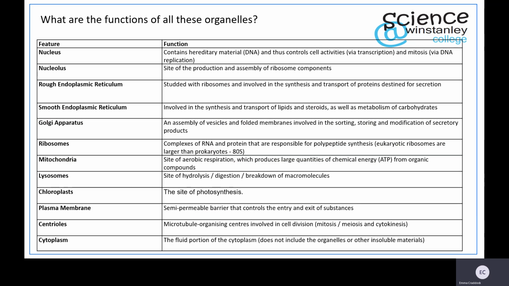So what are the functions of all these organelles in animal and plant cells? We went through these in one of the videos on animal and plant cells, but I will quickly review them for you again. So the nucleus contains hereditary material, DNA, and it controls your cell activities such as transcription and mitosis via DNA replication.